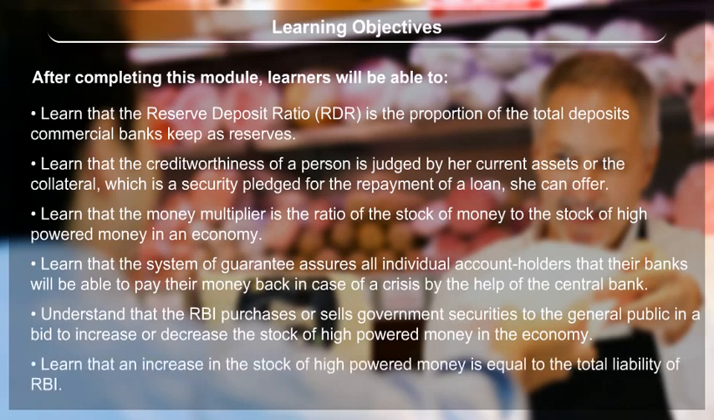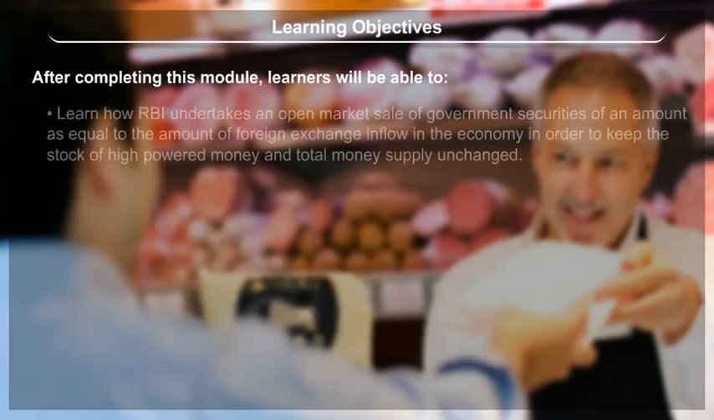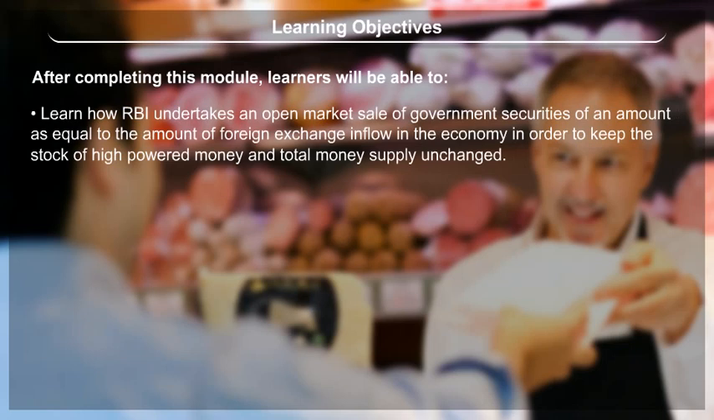Learn that an increase in the stock of high-powered money is equal to the total liability of RBI. Learn how RBI undertakes an open market sale of government securities of an amount equal to the amount of foreign exchange inflow in the economy in order to keep the stock of high-powered money and total money supply unchanged.